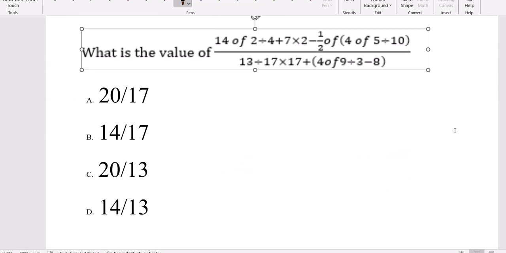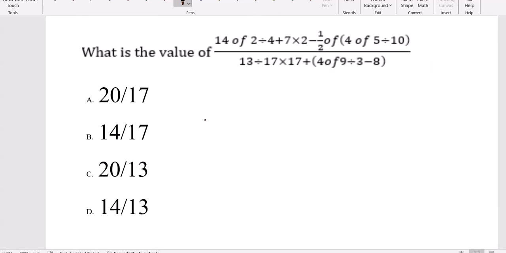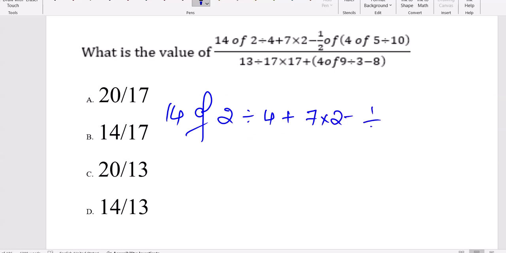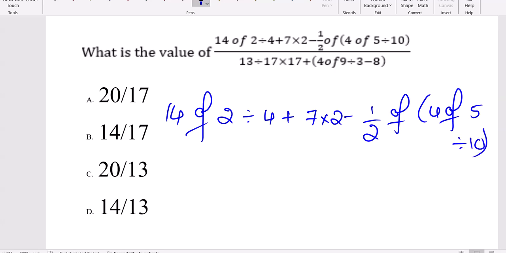I'll write it first, then we'll see. So 14 of 2 divided, we'll see the numerator first, then the denominator. Split like that; that's a better way of handling the question, instead of doing both at a time directly. We'll do only the numerator: 14 of 2 divided by 4 plus 7 into 2 minus half of 4 of 5 divided by 10. We should be careful regarding that BODMAS rule.